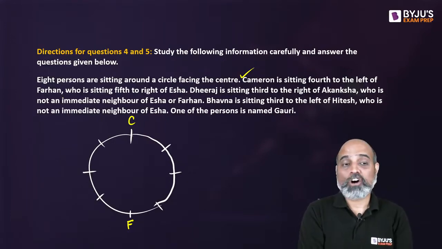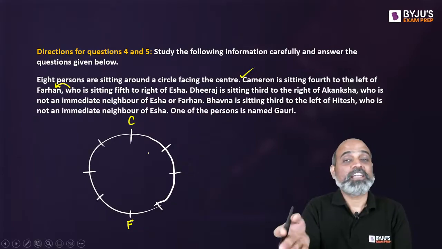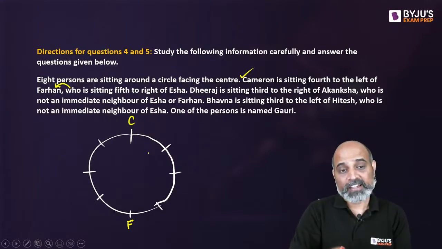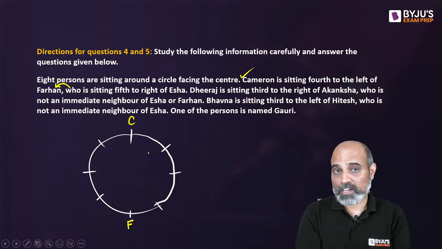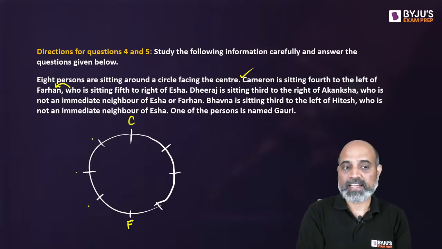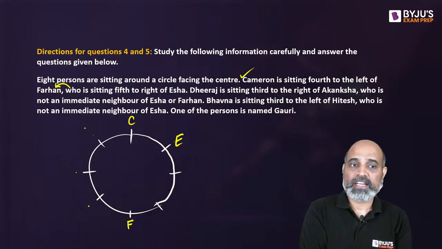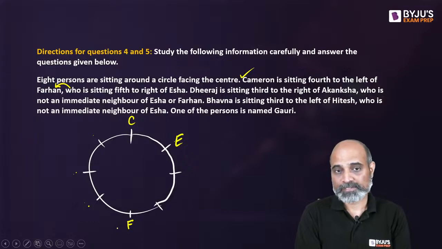Now, since there is a comma, this who is about F. F is sitting fifth to the right of E, right? So from E's perspective, if F is sitting fifth to the right of E, that means E is sitting fifth to the left of F. So this is first left, second, third, fourth, fifth. So this is where E should be sitting, such that from E's right, first right, second, third, fourth, fifth, that's where F will be seated.